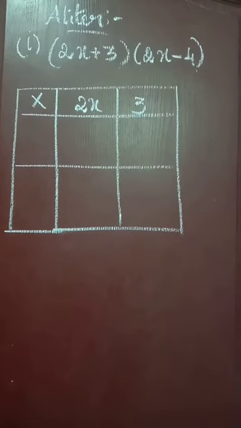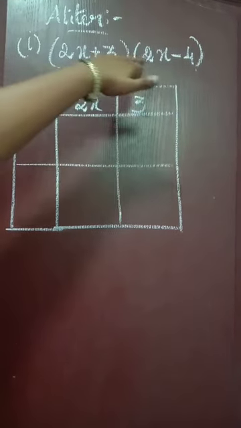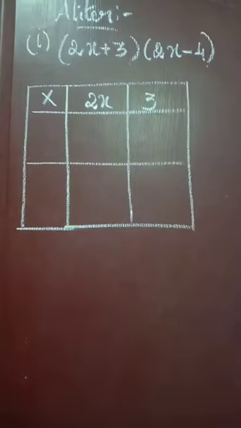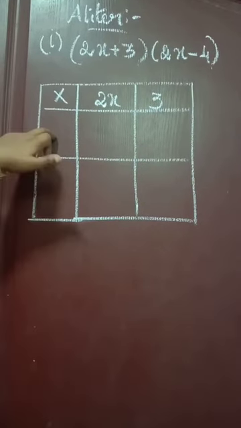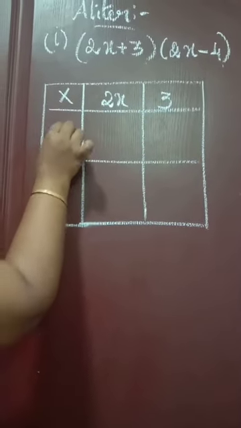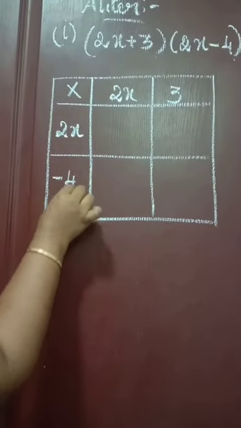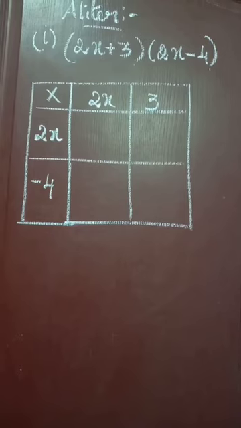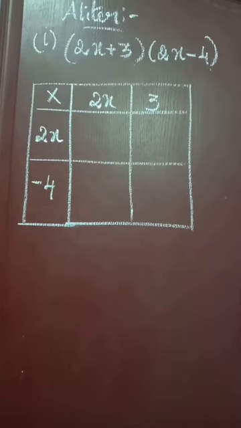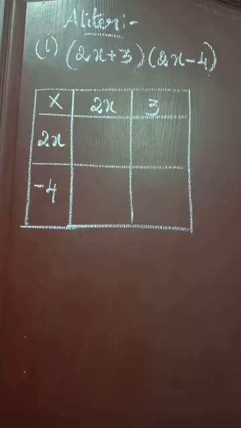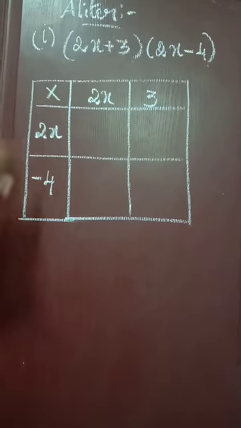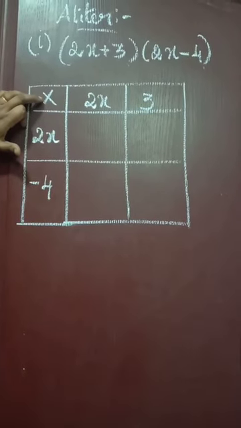Come to the next bracket. Here 2x is there. Next one is minus 4. So here I write 2x. Next I write minus 4, so this place I put minus 4. Last class you had to do this table. Do you remember that? Yes. So this is understood for multiplication.